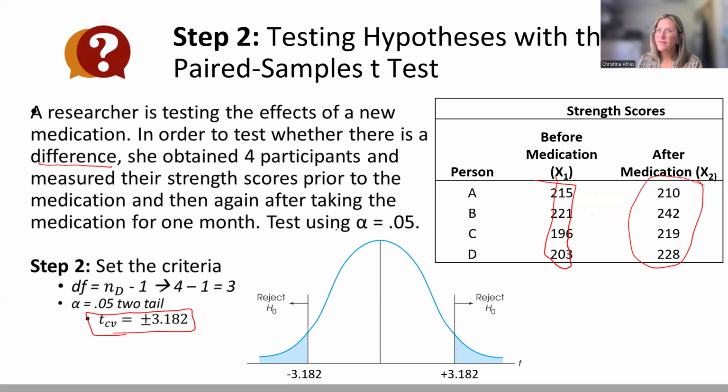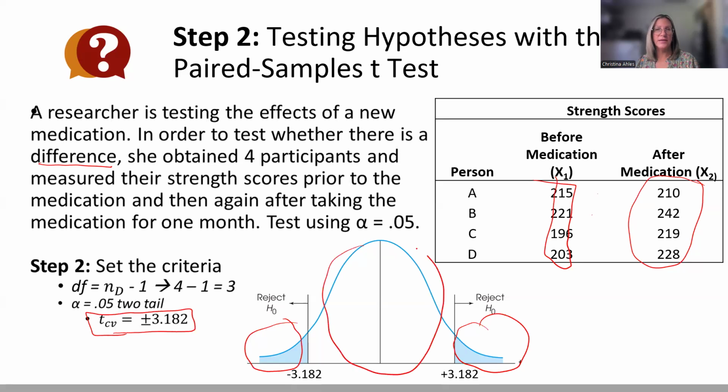And I still say if you have difficulty telling whether something is significant based off of just comparing your test statistic to the critical value, draw it. So then you can see, okay, where does my test statistic fall? And then if it falls in these regions here, that's where we reject the null or we have found significance. Anywhere in here, there's no significant difference, okay? So now we've gone through step 2. Our critical value is positive and negative 3.182.